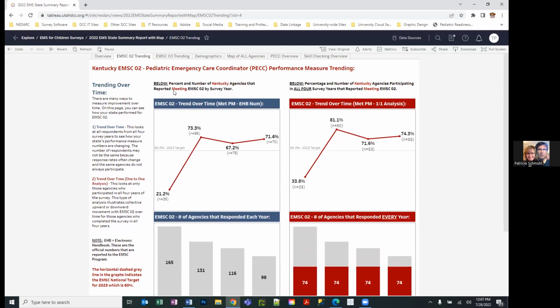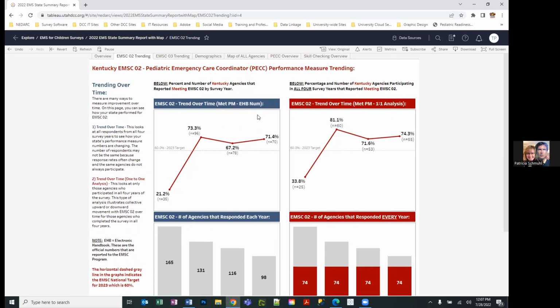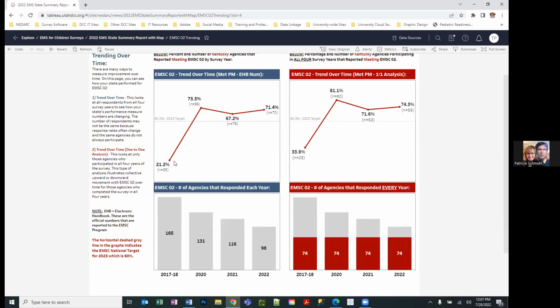So the blue side here is looking at all of your agencies that responded to your surveys and met the performance measure. Down here, we have each of the agencies that responded every year. In Kentucky, this went down, but we also know we had the pandemic through these years, so response rates did go down. But this means 70 out of 98 said that they met the measure for having a PEC. So there is a jump here.